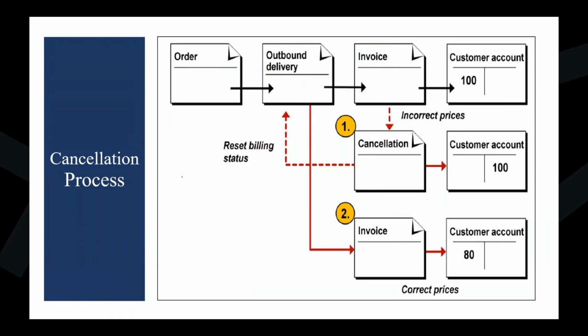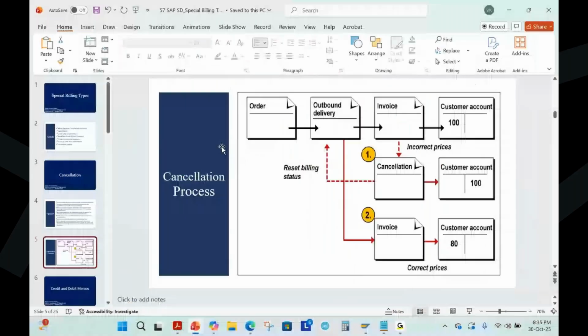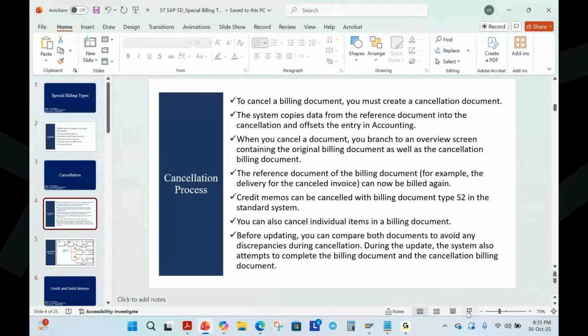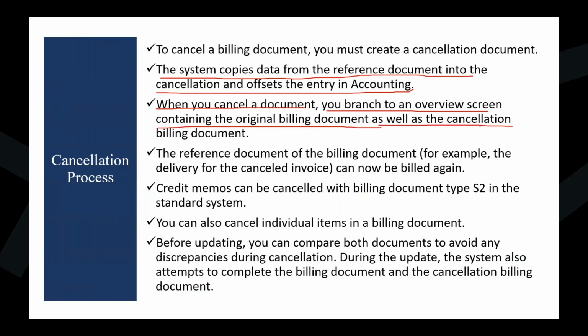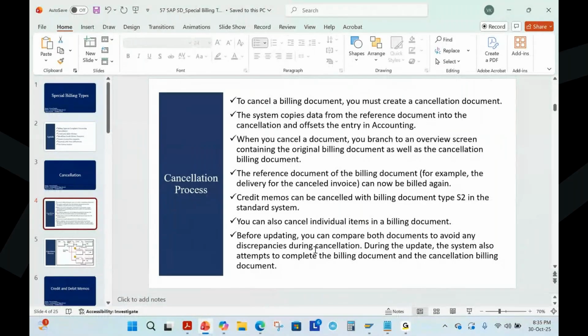So for that you will go for cancellation of the invoice. Let's understand some theory. When you do cancellation, the system copies the data from the reference document into the cancellation and offsets the entry in accounting. When you cancel a document, you branch to an overview screen containing the original billing document as well as the cancellation billing document.